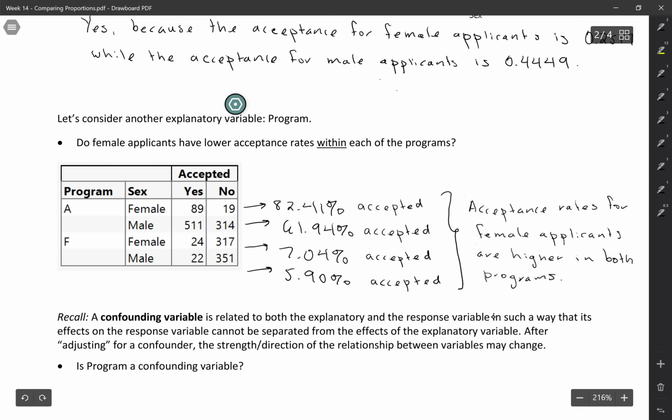So that seems really surprising: overall the acceptance rate for male applicants is higher, but once we break it down by program, the acceptance rate for female applicants is actually higher in both. But this is not so different from what we've seen in a regression context, right? Where you can look at the relationship and it has a particular slope, but then after accounting for another variable, the slope can reverse. And the explanation is basically the same here too. This happens when you have a confounding variable.